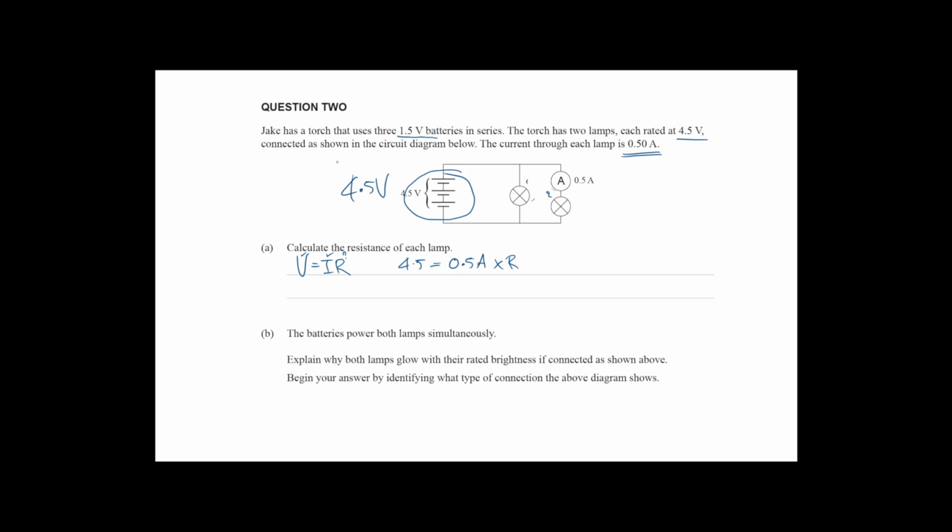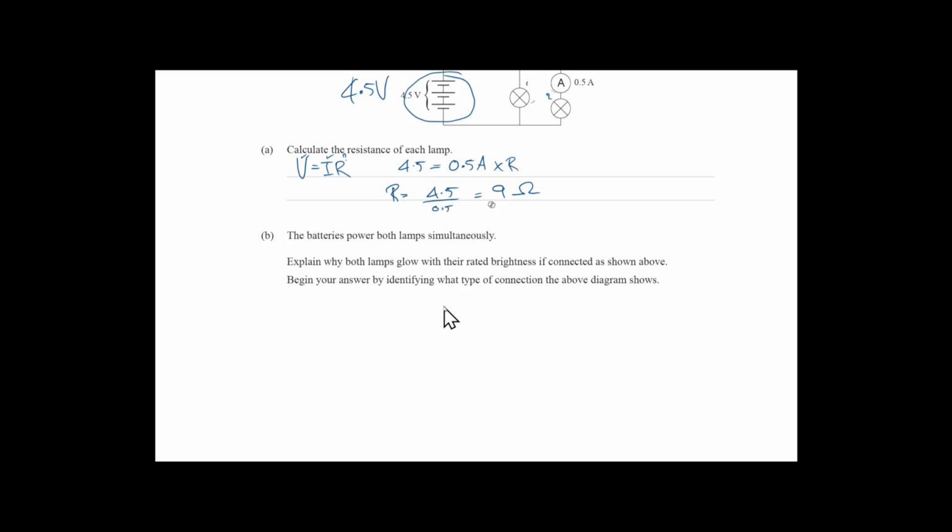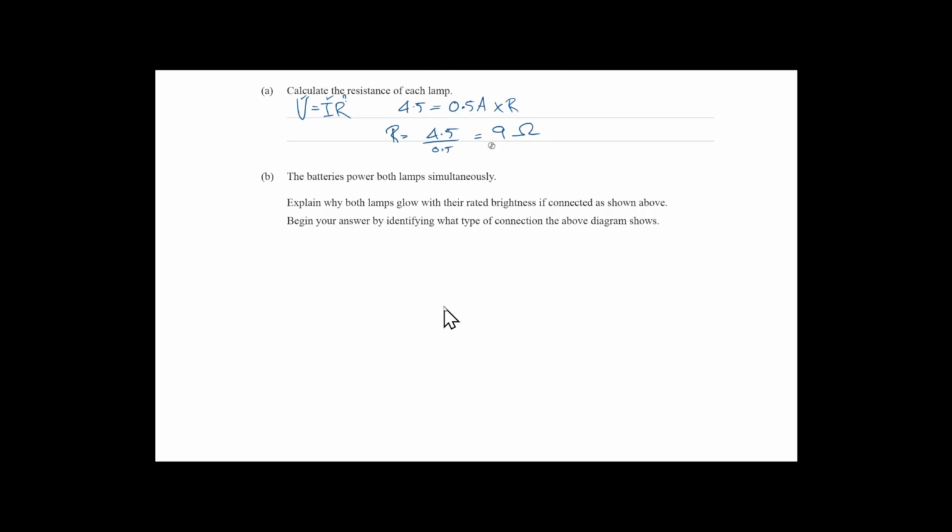So now it's a matter of just rearranging. So R is going to be equal to 4.5 divided by 0.5, which is 9. 9 what? 9 ohms. So that's how much resistance, and they're parallel, so they both have 9. Okay, the batteries power both lamps simultaneously. Explain why both lamps glow with their rated brightness if connected as shown above. Okay, so the type of connection, it's a parallel circuit.